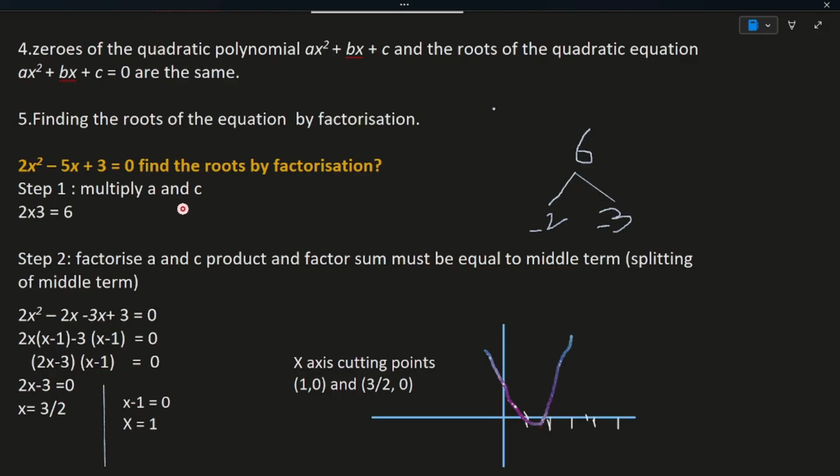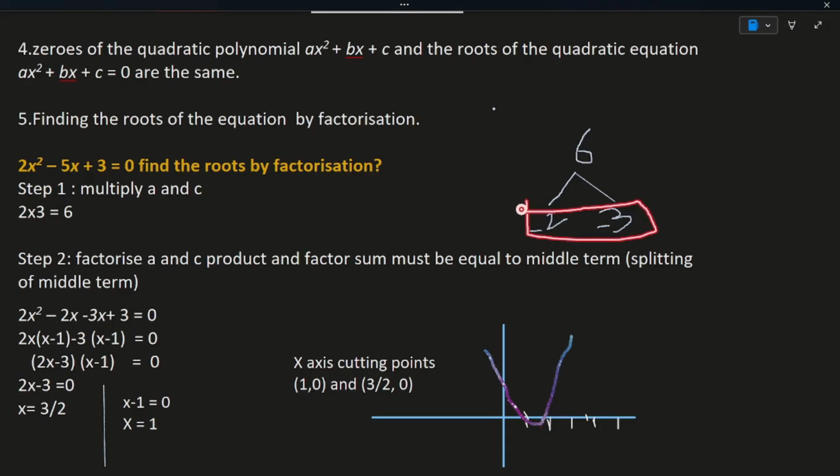In step 1, we had multiplied a and c, means 2 into 3 we got 6. That is the product of a and c. We have to factorize this a into c product. So by factorization we got minus 2 into minus 3 became plus 6. As well as along with this condition we have to satisfy another condition. The summation of these two factors must be equal to the middle term. What is the middle term here? Minus 5. So minus 2 minus 3 became automatically minus 5.